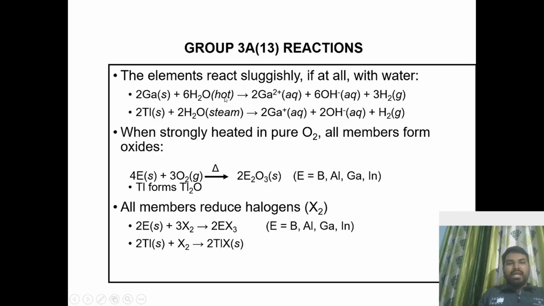Next, we will see the reactions of group 13 elements. The elements react sluggishly, if at all, with water. When strongly heated in pure O2, all members form oxides. All members reduce halogens X2. These are the given reactions. 2 Ga(s) + 6 H2O (hot) gives 2 Ga3+(aq) + 6 OH-. Balancing the reaction has been taught in 12th standard, so we can balance the reaction over here.